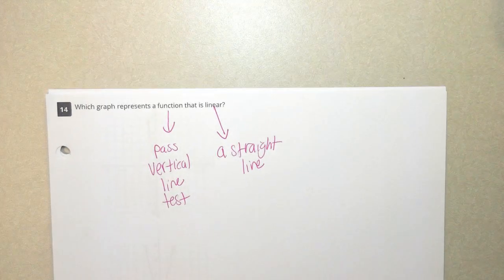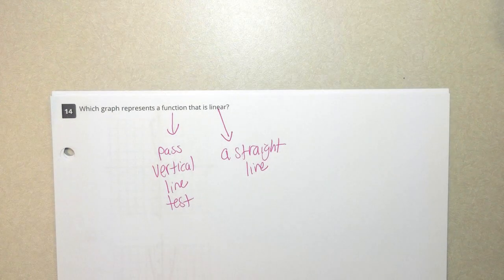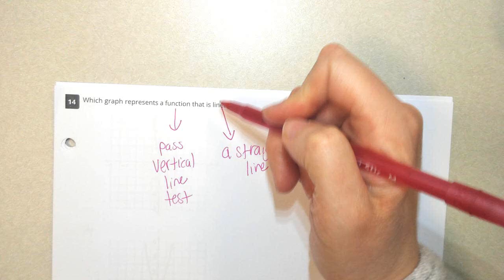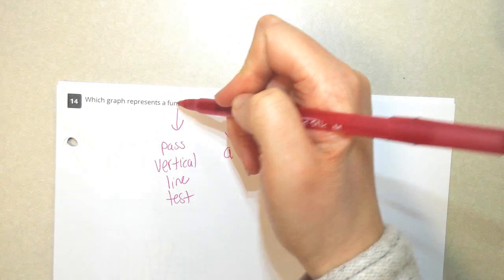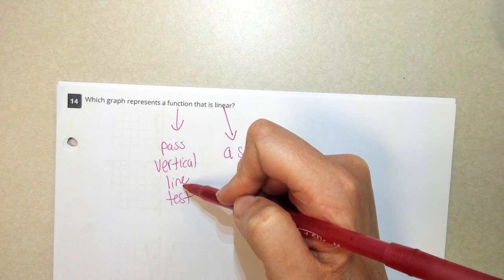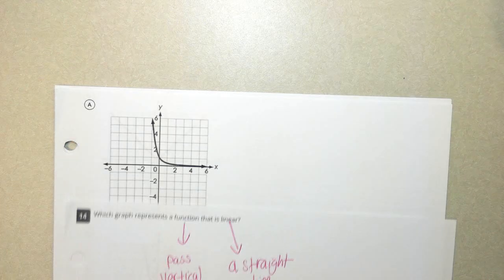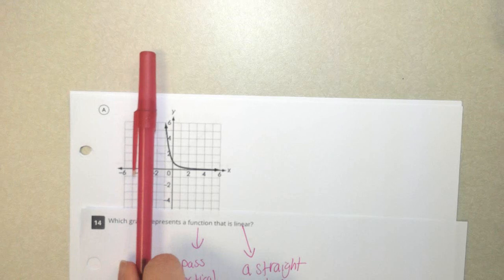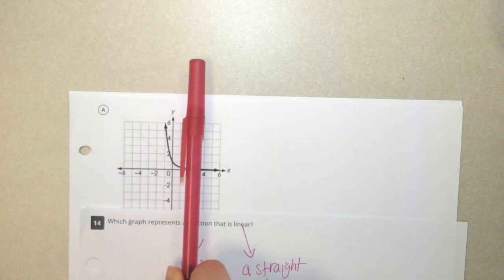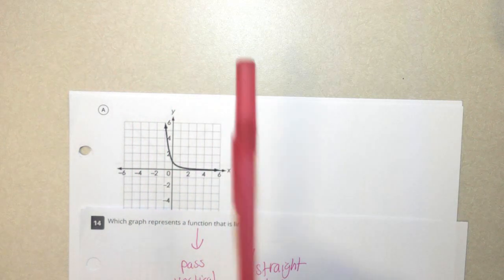Okay? Next one, 14. Which graph represents a function that is linear? Linear, remember, means straight line. Function means it's going to pass the vertical line test. So when we look at our options, this one passes the vertical line test. It only ever touches that line 1 point at a time.